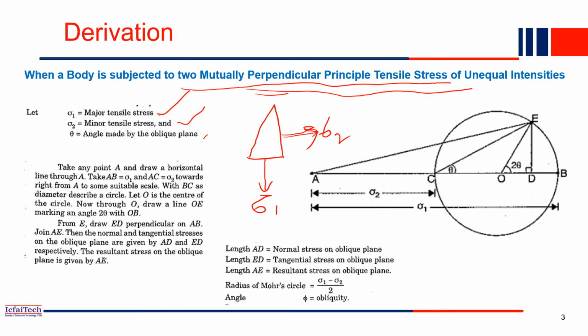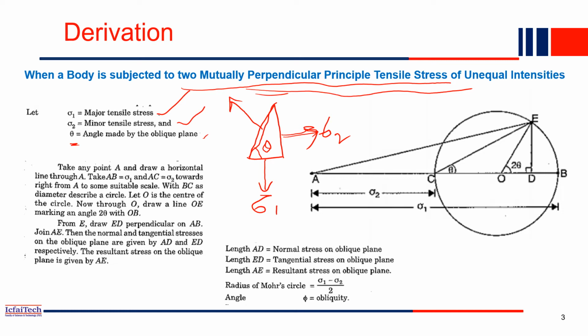Now we have to calculate, and this angle is theta. In this plane we have to find the normal stress as well as the shear stress, and how to calculate them. That is the problem for this slide today. So how to draw the Mohr circle?